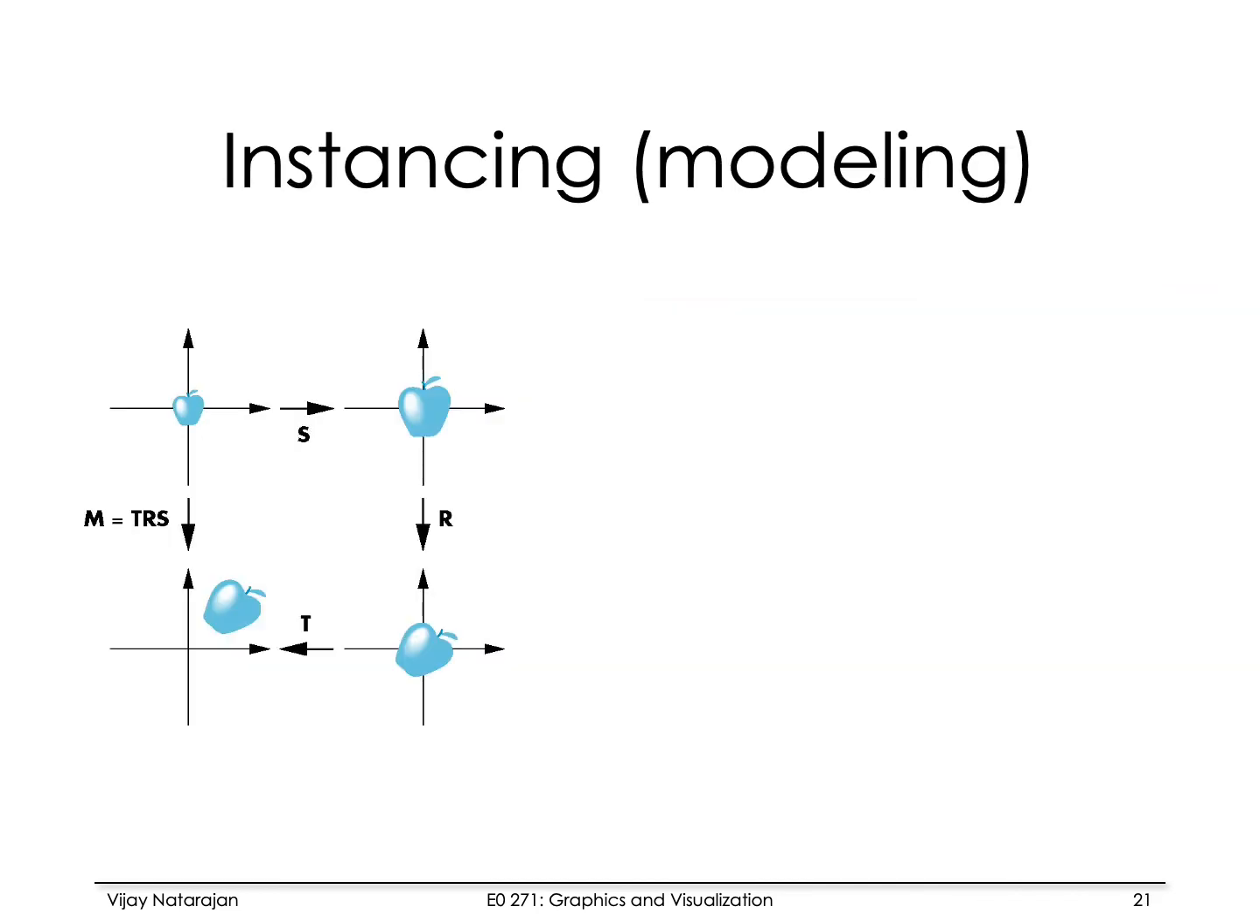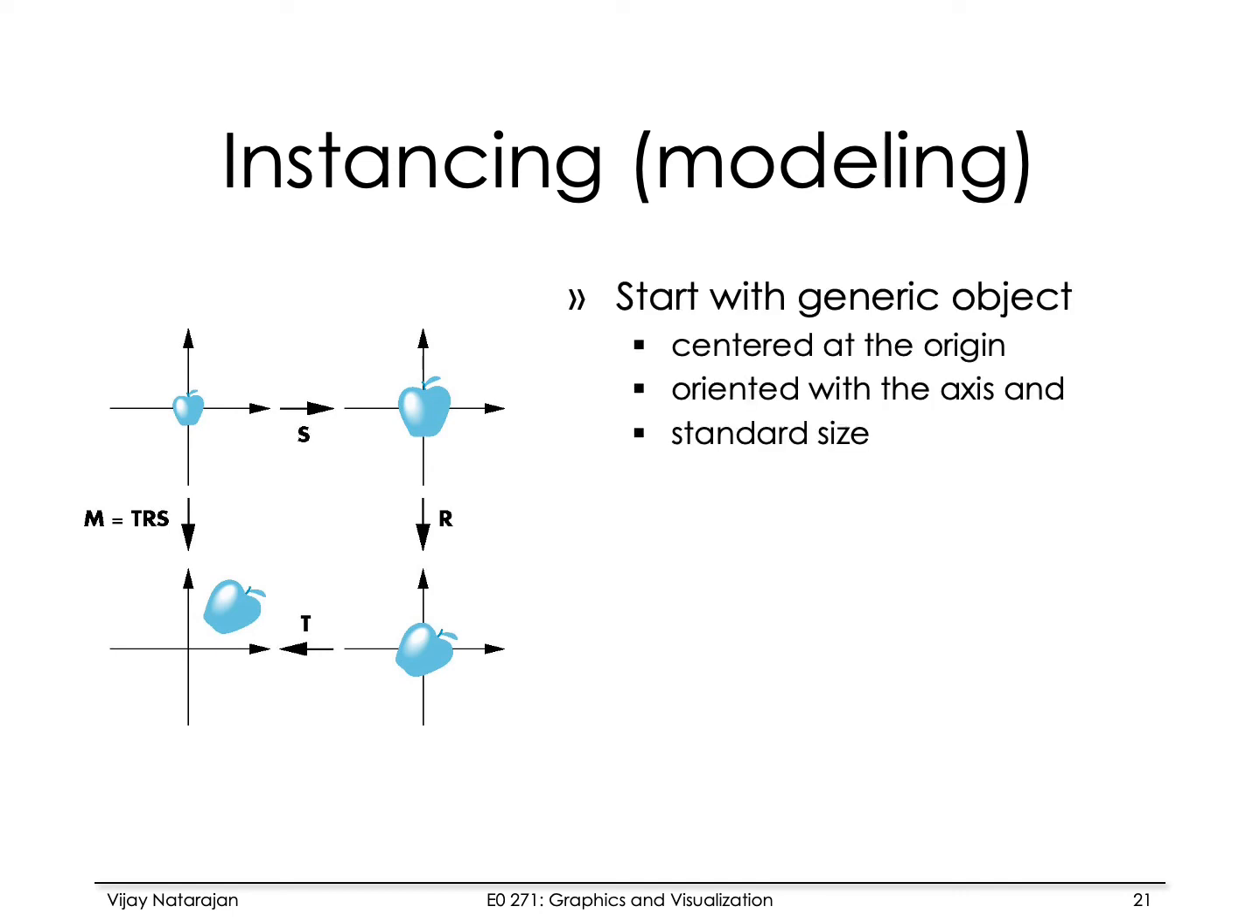Right. So let's put these together. Typically when you want to model an object, let's say I want to show this apple in the scene, I have to apply some transformations. The apple lies in my inventory. So I often start with a generic object, the apple, which lies in its own inventory. It is centered at its origin, such as here. It is oriented along its own axis, such as here, and it comes in some standard size.